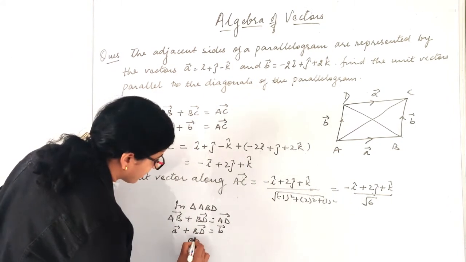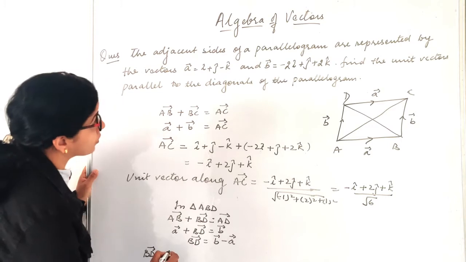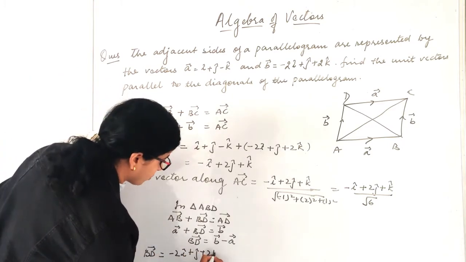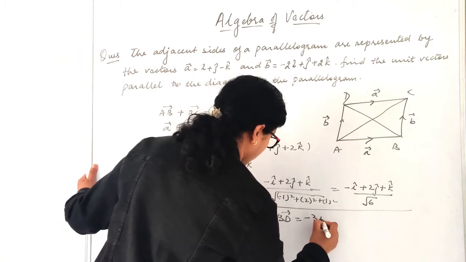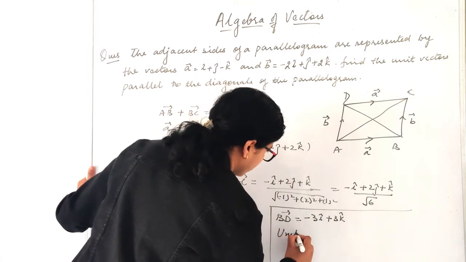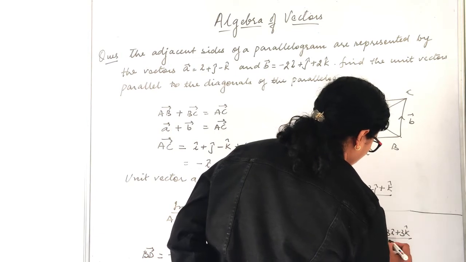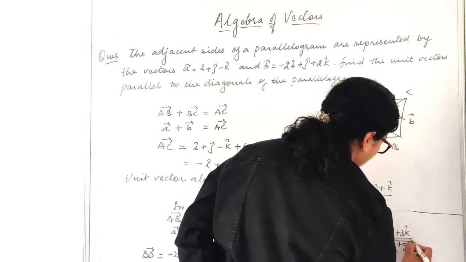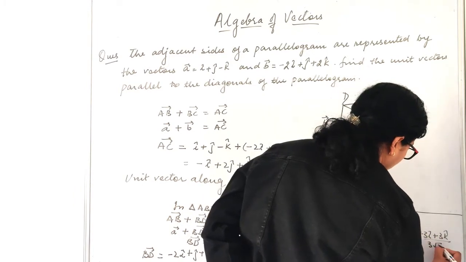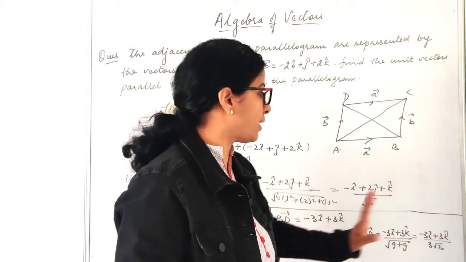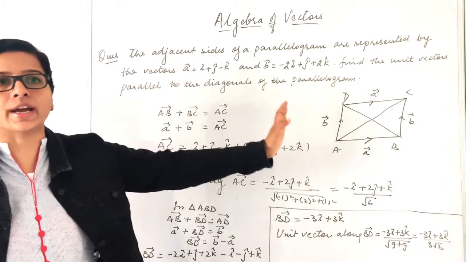So BD vector is nothing but equal to B vector minus A vector. So BD vector is equal to minus 2i plus j plus 2k minus A vector. So BD vector equals minus 3i plus 3k vector. Now the unit vector along it equals minus 3i plus 3k divided by its magnitude. So root of minus 3 square, 9, plus 9. So we can write minus 3i plus 3k upon 3 root 2. You can take out 3 common, cancel, and you will get the required result. So this is the way to find the unit vector parallel to the diagonals of a parallelogram.